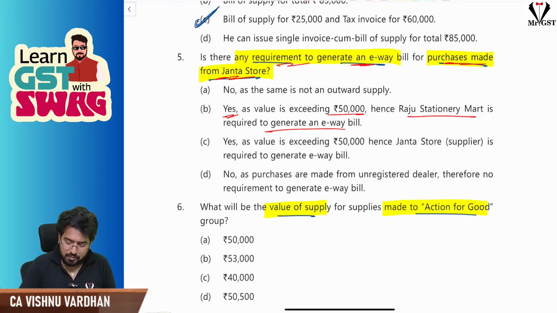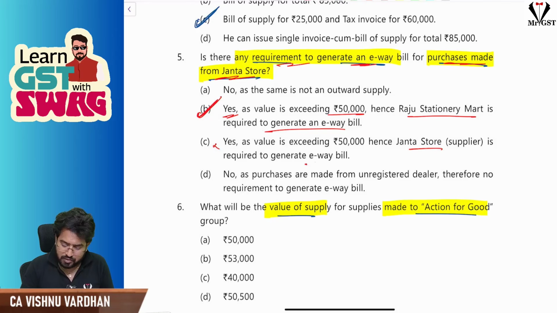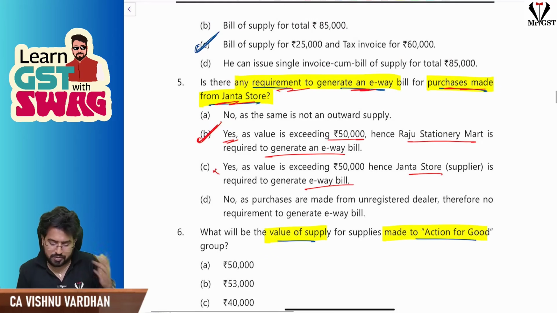Yes, it is exceeding 50,000. Raju has to generate the e-way bill. Correct. Option B, not option C, because Janata Store cannot generate an e-way bill as they are not registered. So, first priority Raju.